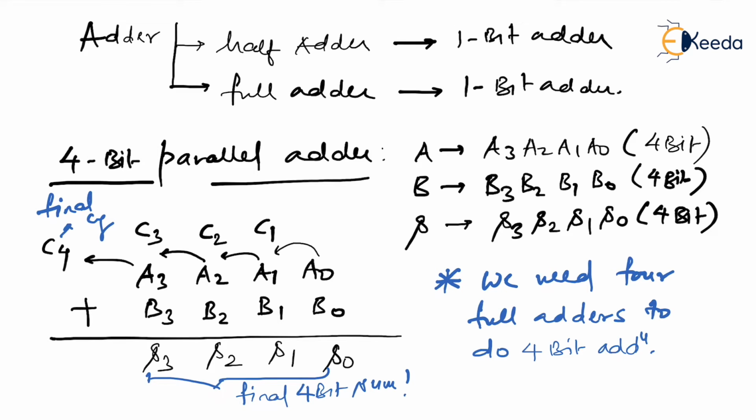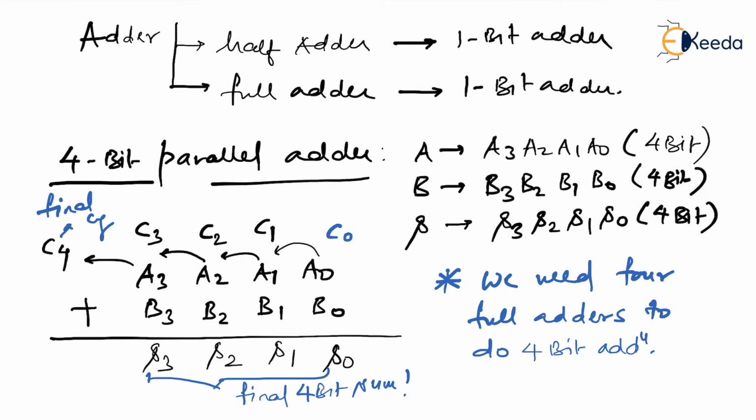We require 4 full adders to do 4 bit addition. Now we will also see how this addition takes place. Before we proceed further, we need to talk about A0 B0 addition also. Since A0 B0 addition will also be done with a full adder, we should have some initial carry also, and let us assume that initial carry as C naught.